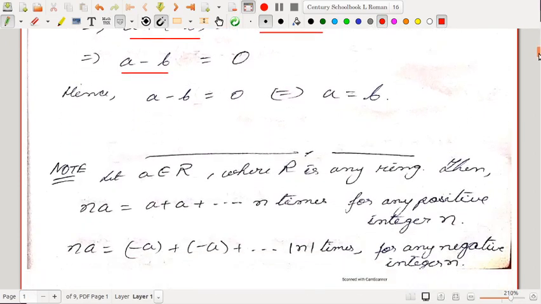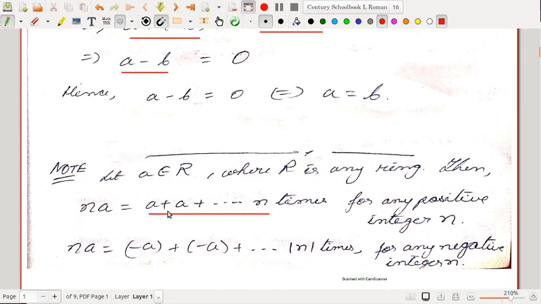Next, you have also done this in group theory. If the operation is written in additive notation, then A plus A is twice A, and A plus A plus A added 3 times is 3A. Please note that when you add A n times, where n is a positive integer, you get nA. Here n is not an element of the ring. n may not be an element of the ring; n is an integer here.